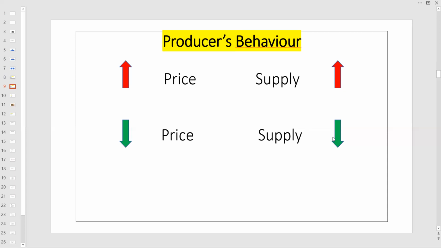And all this behavior we are going to study in separate chapters. After that, we will discuss consumer behavior and producer behavior in detail. In consumer behavior we are going to study law of demand, and in producer behavior we are going to study law of supply. So at that time, I will again explain what consumer behavior and producers' behavior are. All these aspects are included in microeconomics.